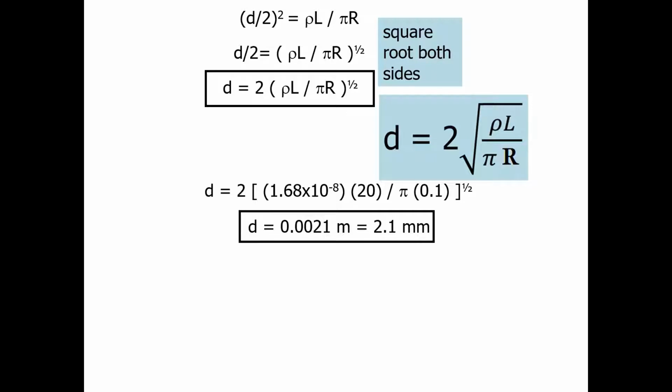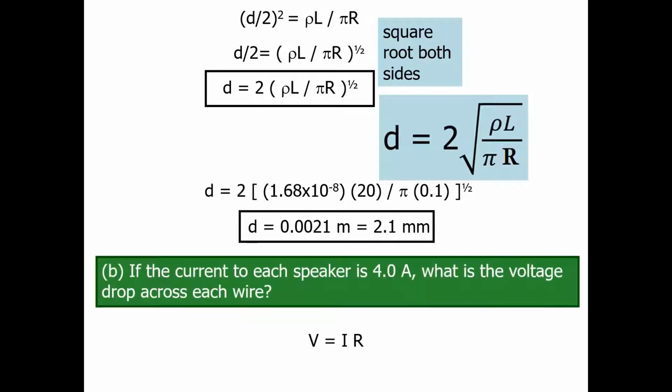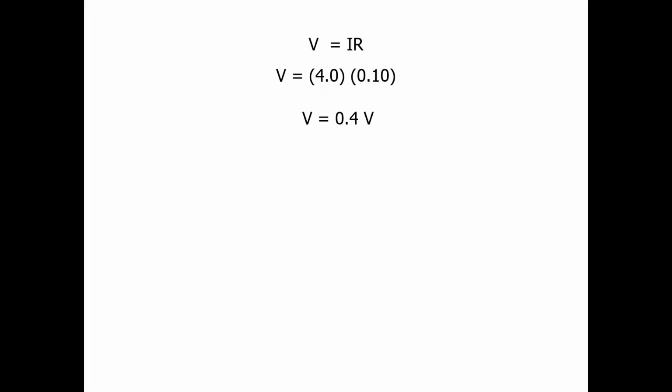You know the values for rho, the values for L, and the values for r. Just put all those values in. You should get d is equal to 0.0021 meters or 2.1 millimeters. If the current to each speaker is 4 amps, what is the voltage drop across each wire? So you use Ohm's law, V equals IR. You know that the current is 4 amps and the resistance is 0.1 ohms. So you times them together and you should get 0.4 volts.